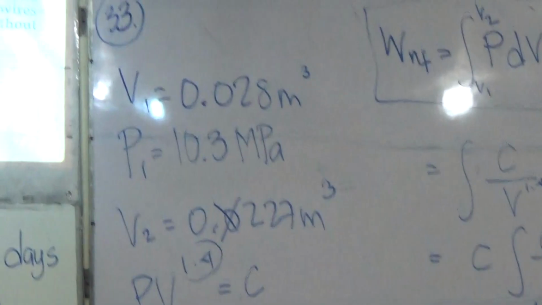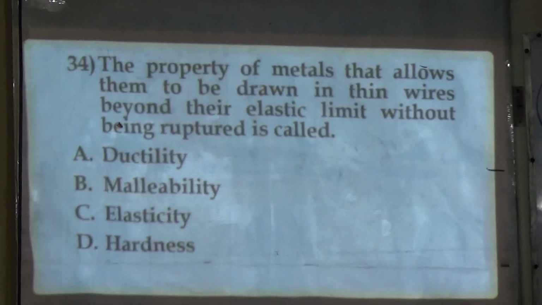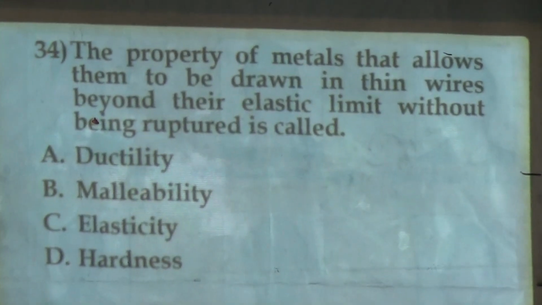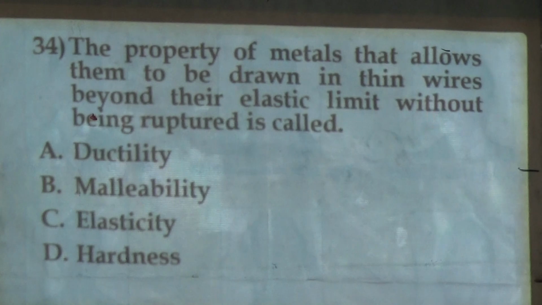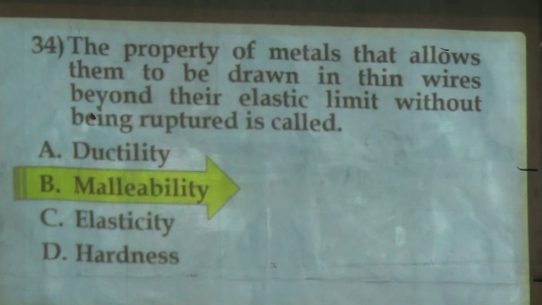Okay? Let's try number 34. Okay, so this is interesting. Lahat ng ginagawa natin from 1 to 33, isang tanong, ilan ang points? 1 point. Ngayon, lumabas terms, 1 point din. So bawal nang magkamali dito. Okay? So the property of metals that allows them to be drawn in thin wires beyond their elastic limit without being ruptured is? Ang sagot dyan? My answer is malleability. Bawal magkamali. Sayang kasi 1 point eh.